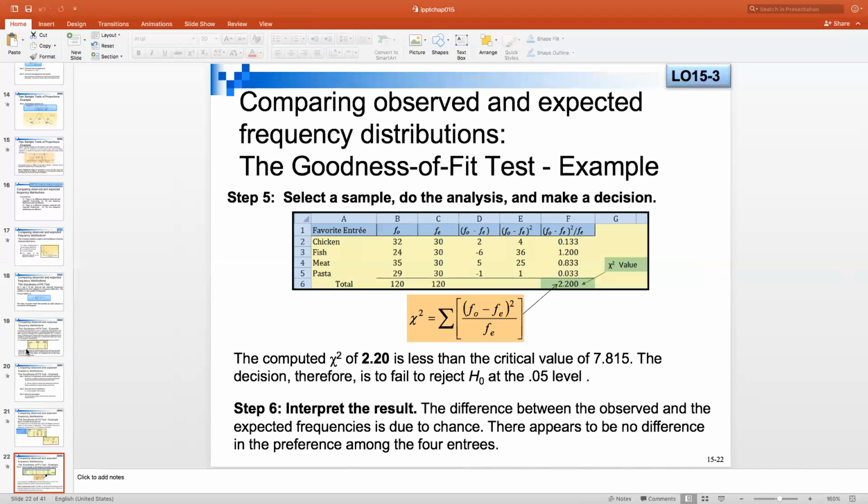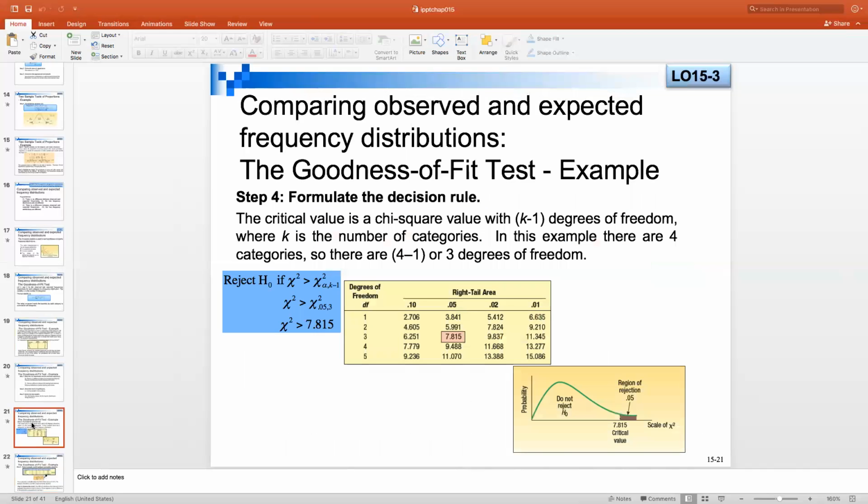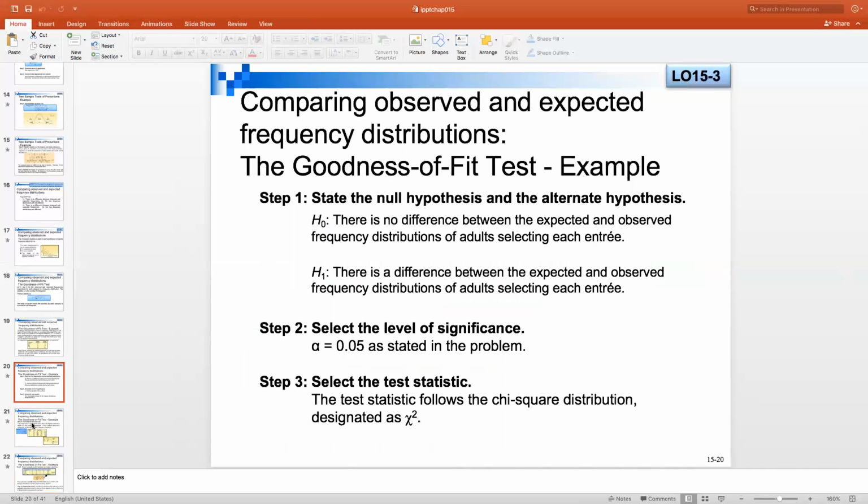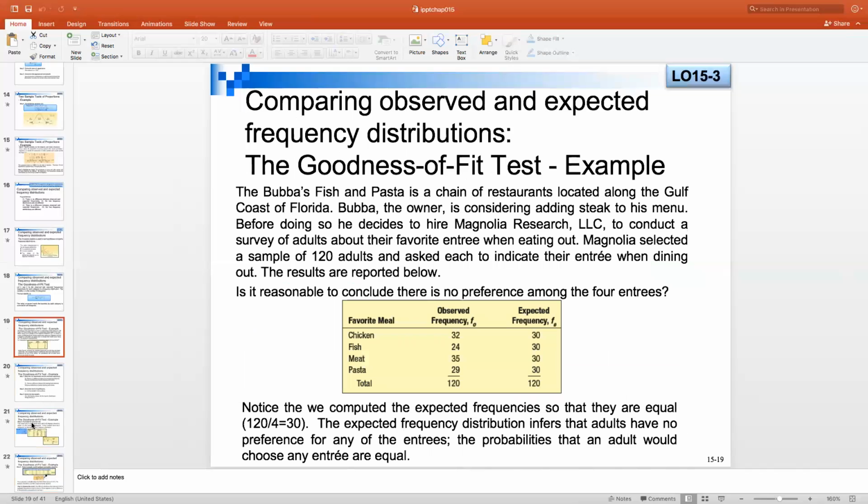So if you're Bubba, what does that lead you to believe? That you really don't have to change the menu. Yeah, it means that adding steak based on this wouldn't be the best decision, right? You should go get another sample, but don't make a quick decision now, because people don't necessarily have a higher preference for meat.